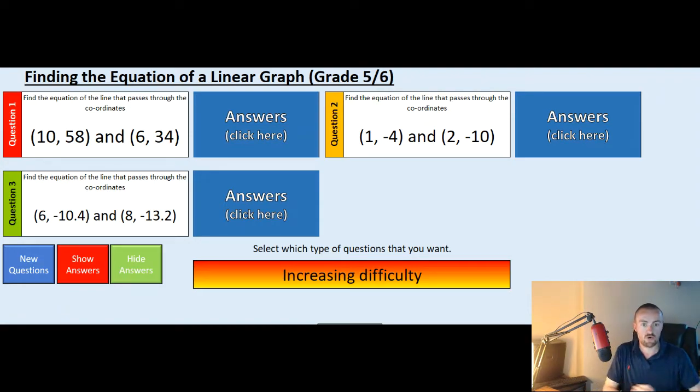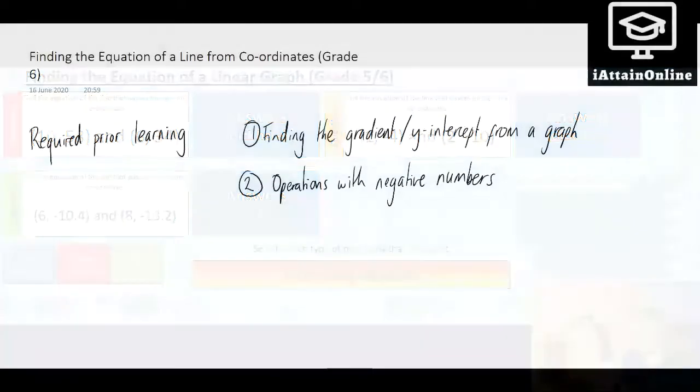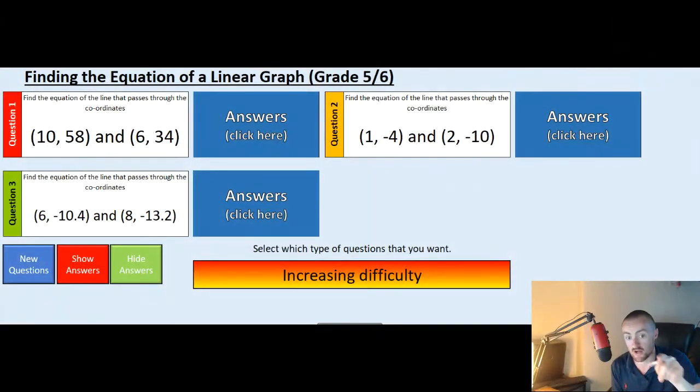Hello, so I wanted to do a video today on finding the equation of a line but not using the graph. You're just using two coordinates that you are given that lie on that line. This is a grade 5/6 topic at GCSE, and I do have three examples to go through that are going to look like these sorts of questions on the screen now.